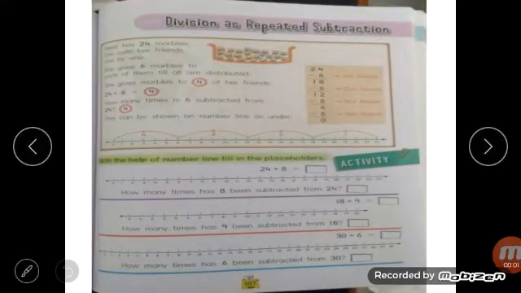Page number 107. Division as repeated subtraction.